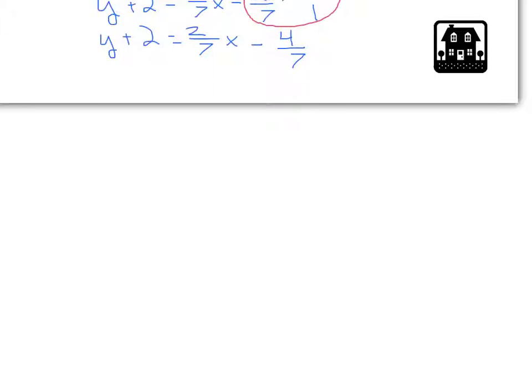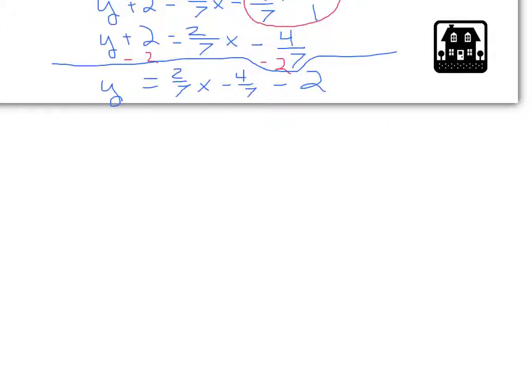Okay, our goal is to get y equals mx plus b. We don't have that yet because we have y plus 2 equals mx plus b essentially. So we have to get rid of that 2. Let's subtract it from both sides. Okay, so we're going to end up with y equals 2/7 x minus 4/7 minus 2. Now let me draw a little line there so we don't get confused about what's what.